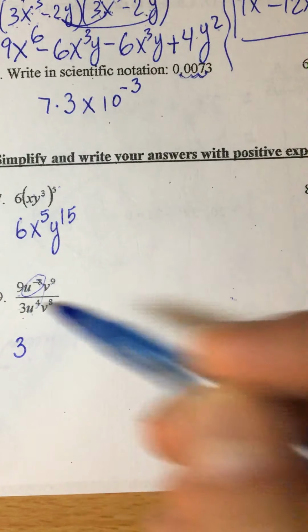What's anything to the power of 0? That's 1. What's 3 to the second power? That doesn't mean 3 times 2. That means 3 times 3. 3 times itself. That's 9. Now, you see this has a negative exponent. You can take it to the bottom. This has a negative exponent. Take it to the top.